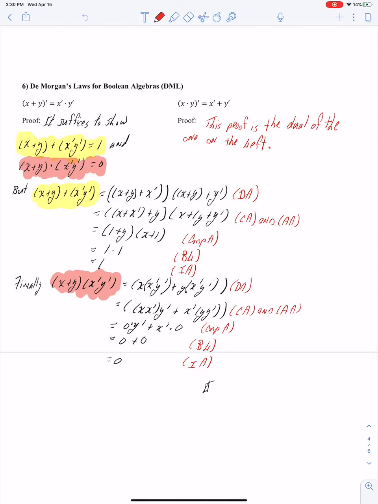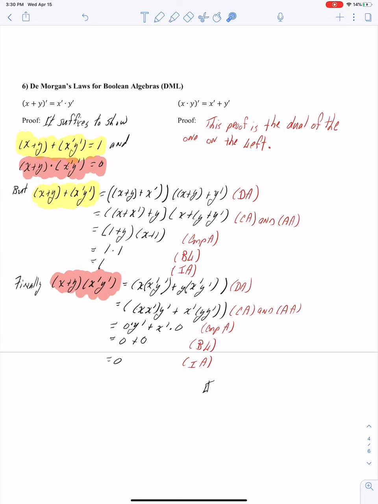Now I'm going to prove, finally, De Morgan's laws for Boolean algebra. All right, now you've seen De Morgan's laws twice now. First, you saw it in symbolic logic, which said what? The negation of A and B is not A or not B, and the negation of A or B is not A and not B.